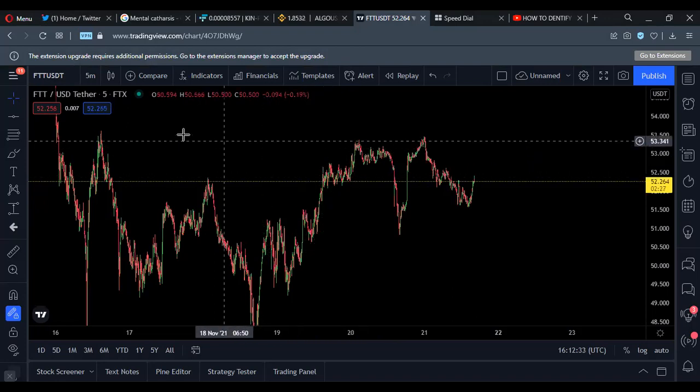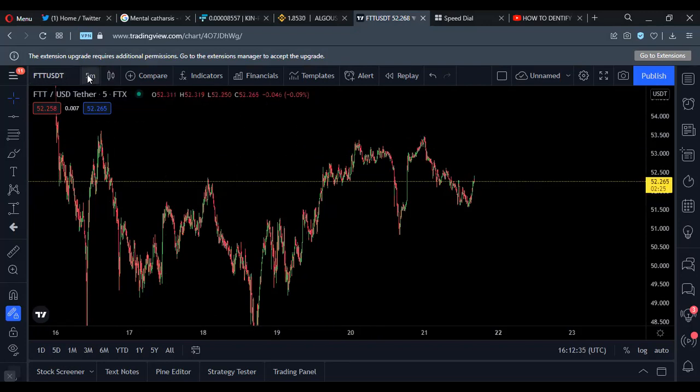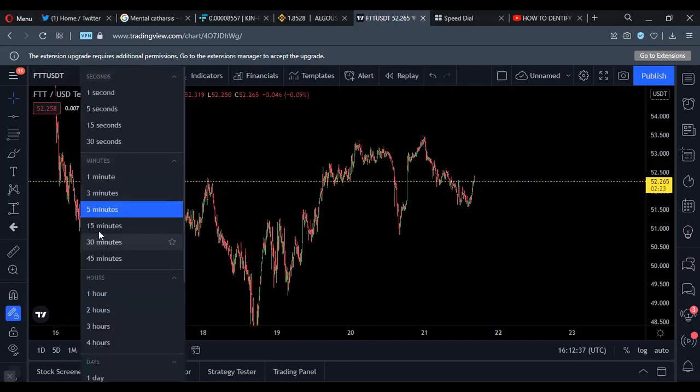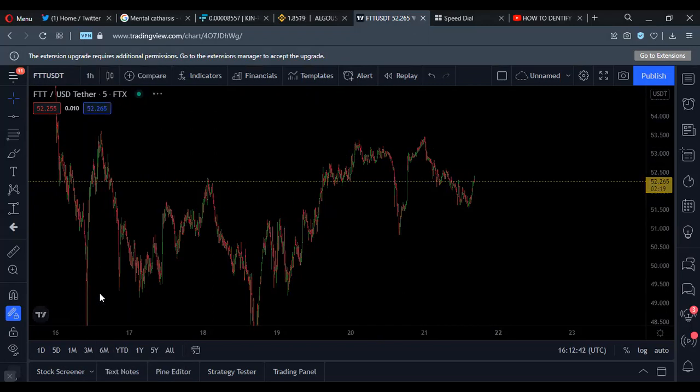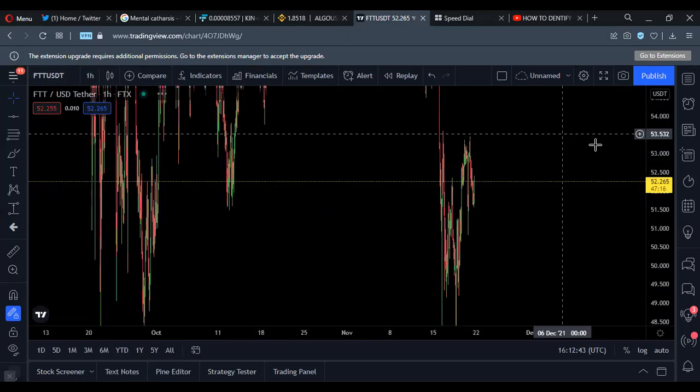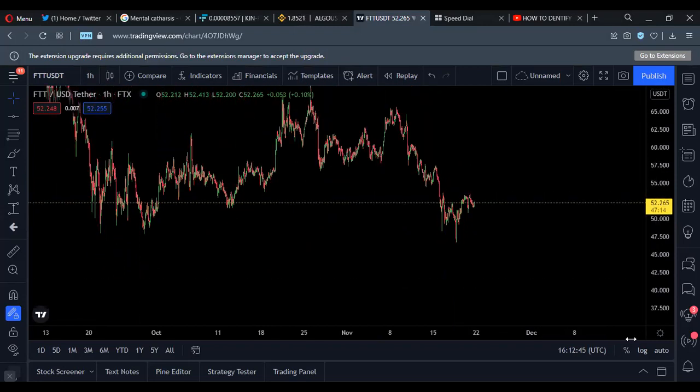This is the 5 minute chart, and then I want to switch to the 1 hour chart. So we'll be using 1 hour and 5 minutes, interchanging both. The 1 hour chart, just as I said earlier, will help us to determine the trend, whereas the 5 minute will help us to get an entry and know what we should be doing.